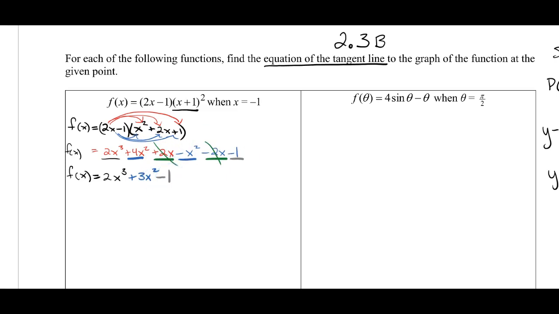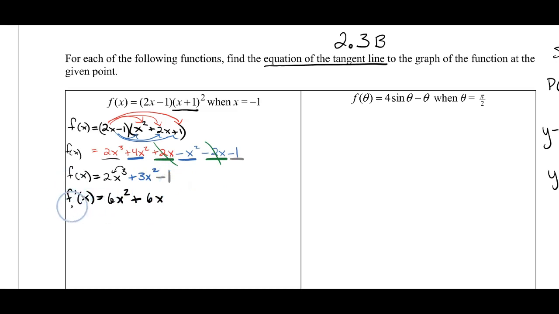Now I can take the derivative because I have polynomial form. So f prime of x equals 2 times 3x squared, which is 6x squared, plus 3 times 2x, which is 6x. And the derivative of negative 1 is 0, so that is gone.